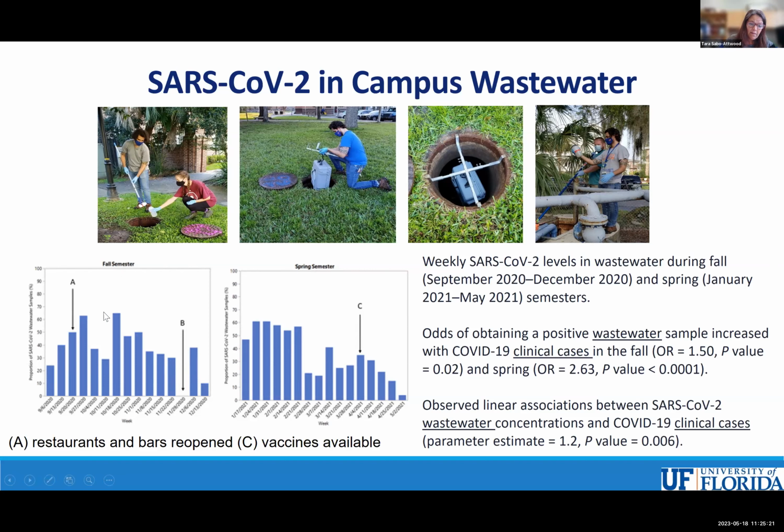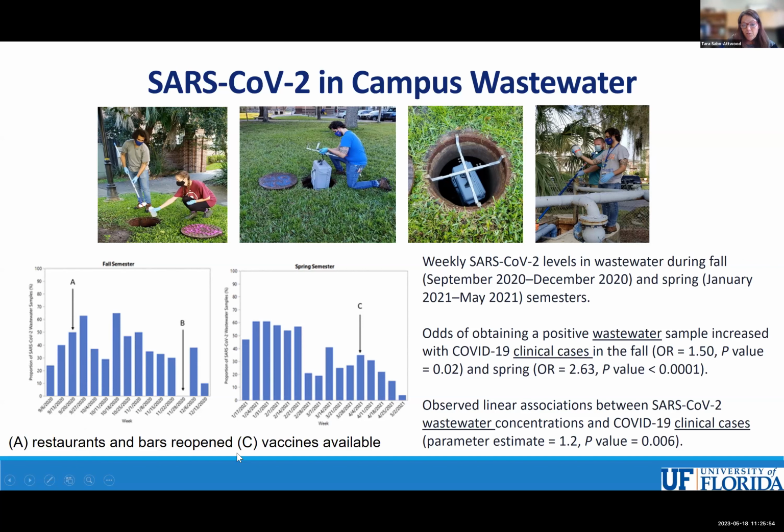You can see that the levels sort of ebb and flow. And what you can do with some of these trends is you can start trying to overlay different things that were going on in the community, to try to identify maybe what was causing some of the peaks. So for example, where you see letter A for the fall semester in September, this is when a lot of students actually returned. It was also when restaurants and bars reopened. And then shortly after that, we actually would see an increase in the wastewater levels of SARS.